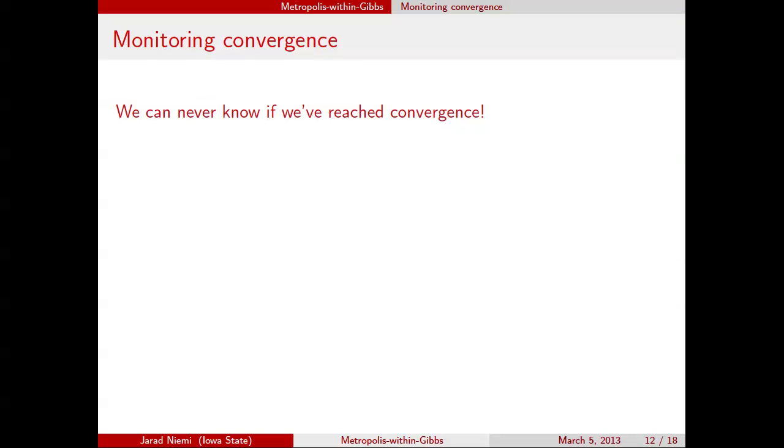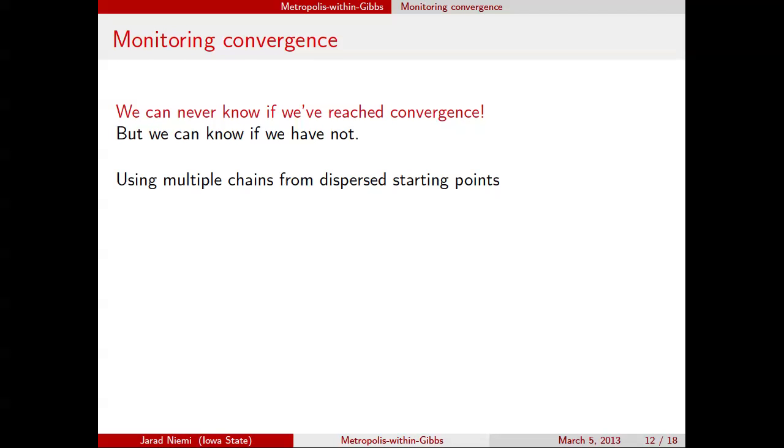So this is a key point, which is why I put it in red. We absolutely never know if we've actually reached convergence in our Markov chain. I'm going to now talk about methods that tell you if you have certainly not converged. But even if those methods don't indicate that you have not converged, that doesn't mean that you have converged. So we can never know if we have converged, we can only know if we have not.